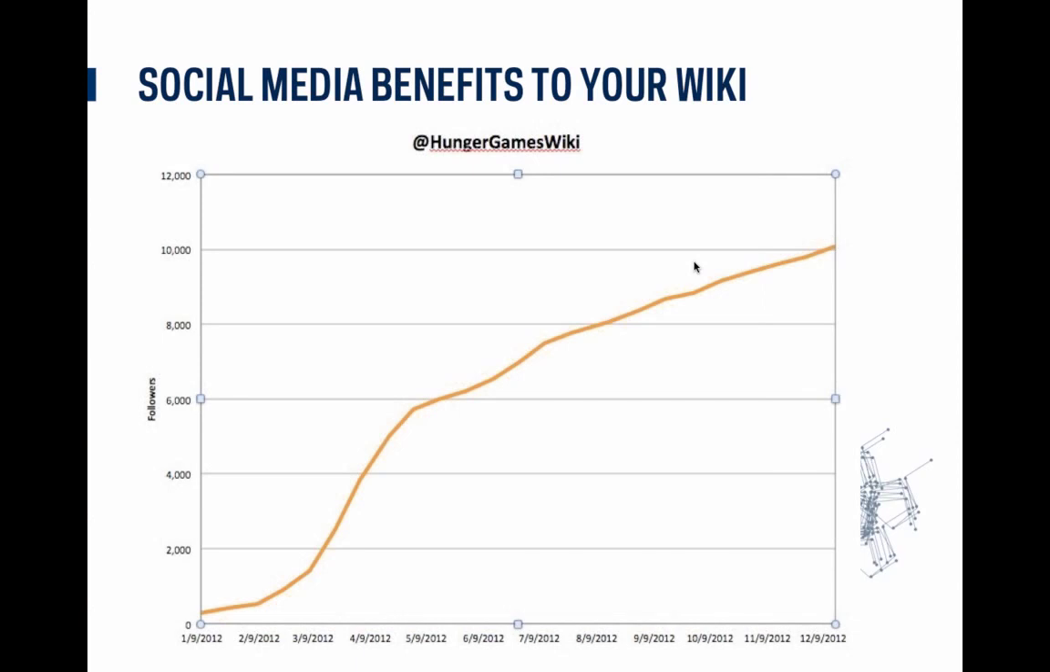A good example would be the Hunger Games Wiki, which has increased exponentially with the help of social media, as well as the release of the film in 2012, which we timed specifically to get that momentum. And here you can see the trajectory of the followers over the course of the year.